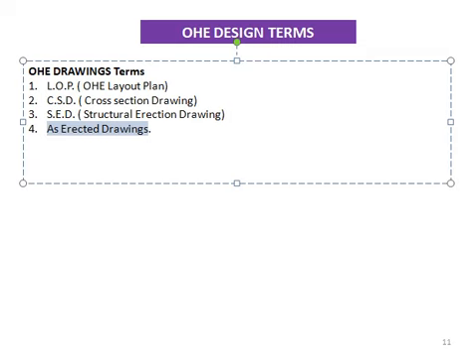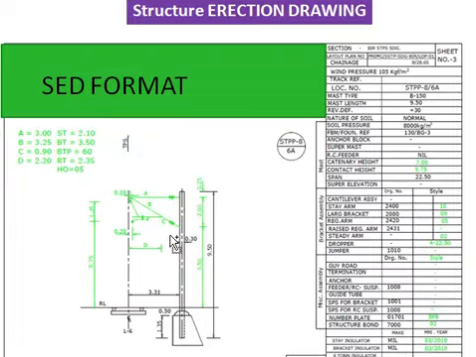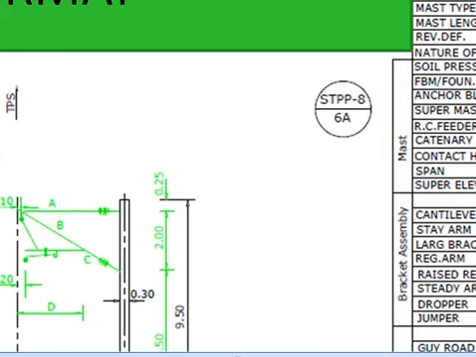So I show you one drawing here. This is structure erection drawing. This is also known as erected drawing. If the data in the drawing is as per site condition, it is known as erected drawing. For now we are considering it a structure drawing which we have designed. It shows all the measurements. If you observe it, I think it is visible, but I will zoom it for clarity.